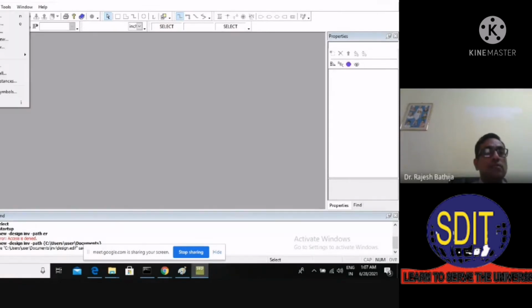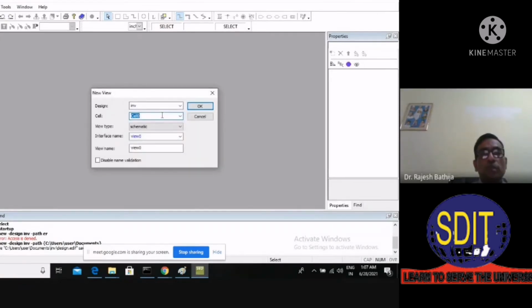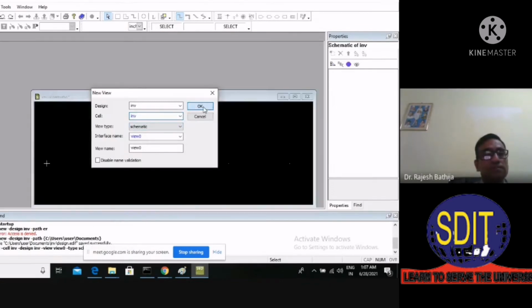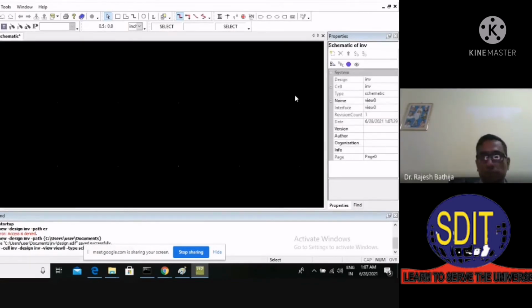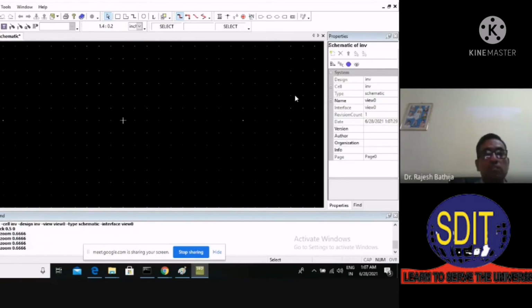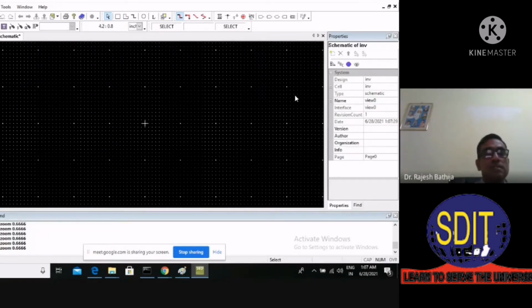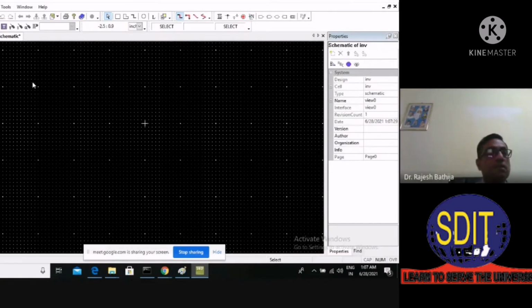After this you have to go to the cell and then New View, and in New View the design should be the same, right? And the cell design is inverter. In this design you can generate many cells, right? So you have to create a schematic and then okay. So this screen will come, right? To zoom in and zoom out, we can use plus and minus. We don't need this window, right?